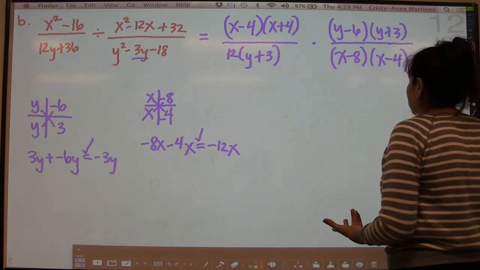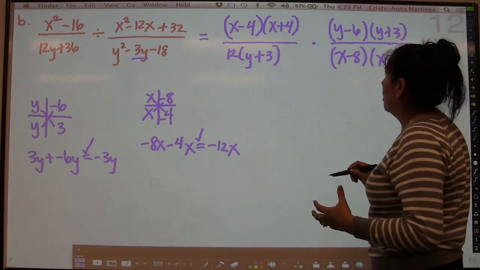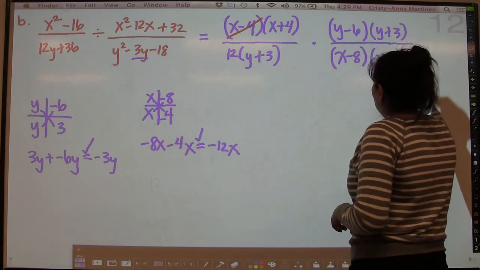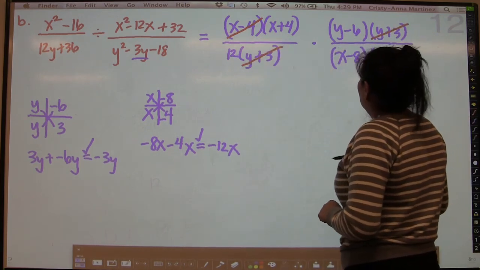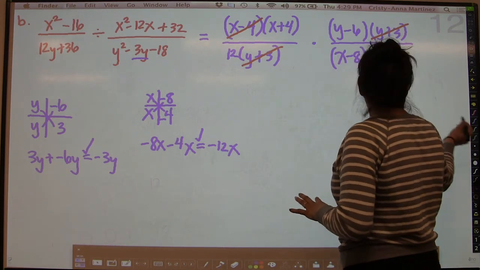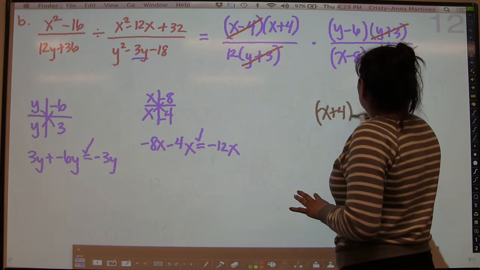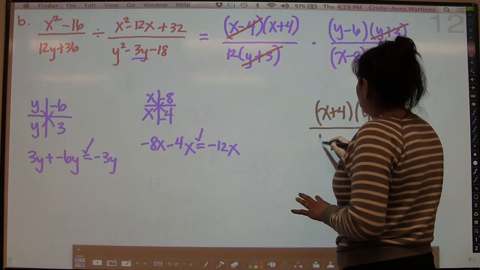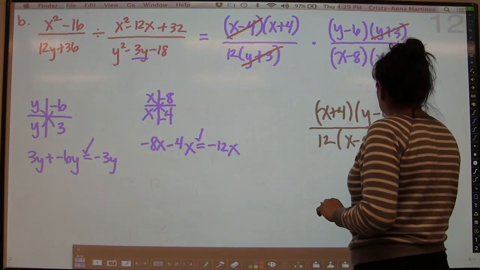And then we can proceed as we have in the past by canceling anything that's in common. So we can take the x minus 4 from here and cancel the x minus 4 from there, the y plus 3 from here with the y plus 3 from there, and then of course everything else has to stay. This time on the top you're going to end up with x plus 4 and y minus 6. On the bottom you're going to have the 12, which is still there, and the x minus 8.